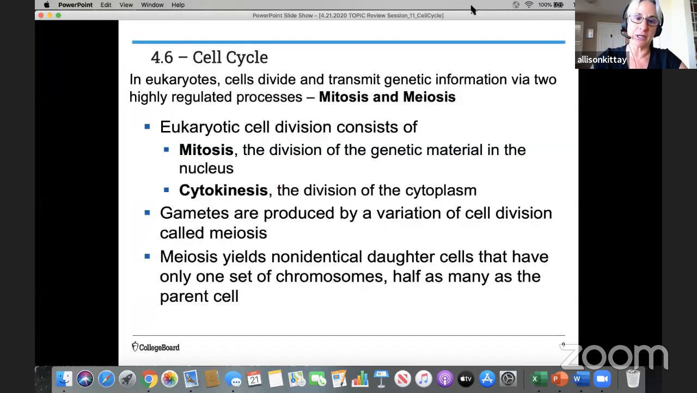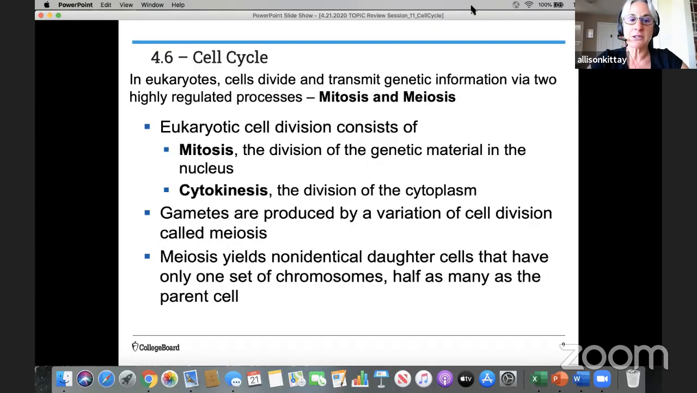All right, so let's get started. Here's what you need to know. In eukaryotes, there are really 2 processes that we see in the transmission of genetic information, and you've probably heard of both of them before: mitosis and meiosis. Eukaryotic cell division consists of mitosis, which is the division of the genetic material in the nucleus, followed by cytokinesis, which is the division of the cytoplasm.